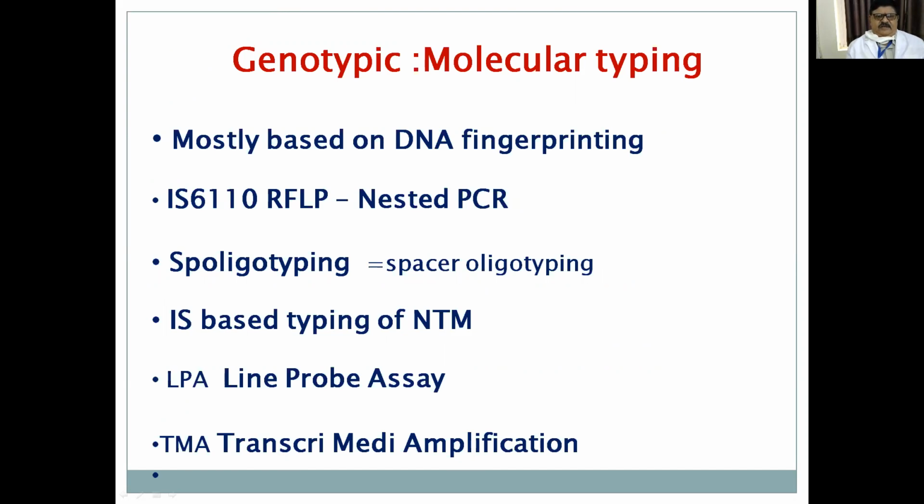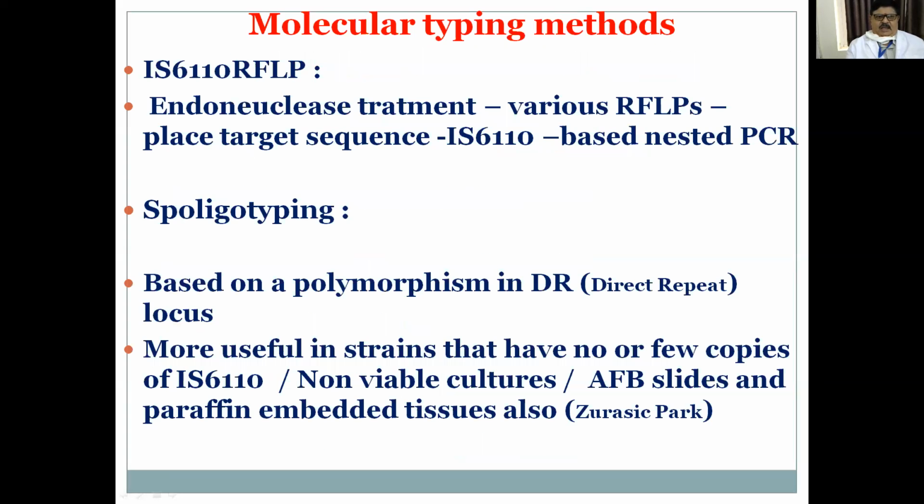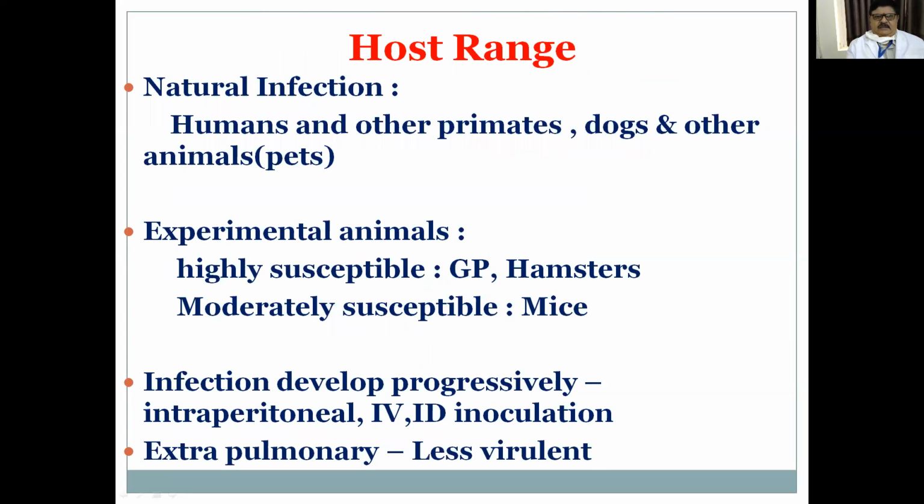Mostly based on DNA fingerprinting technology, RFLP. That is, it's a nested PCR, spoligotyping. So all these things, it is only for the value of remembering, in case you want to know the newer molecular typing techniques. Definitely they will not be asked in undergraduate questions, but for postgraduates, yes. So these are some of the things like transcription-mediated amplification, TMA. Anyway, I think it's too much.